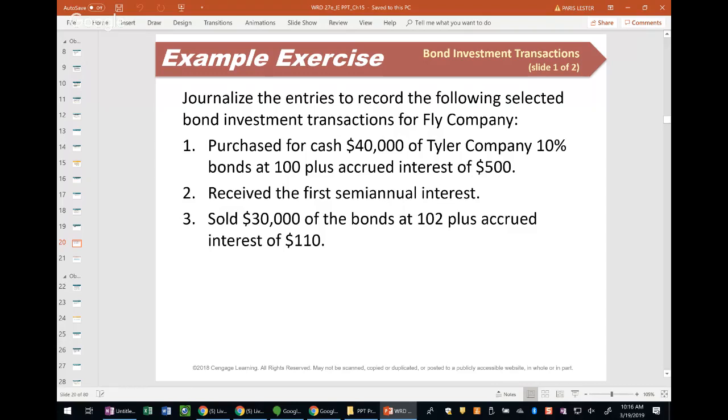Somebody multiply 30,000 times 102. Would that be 31,200? 30,000. All right, 600. Yeah, 2 3s are 6.